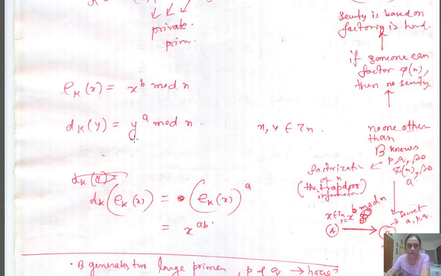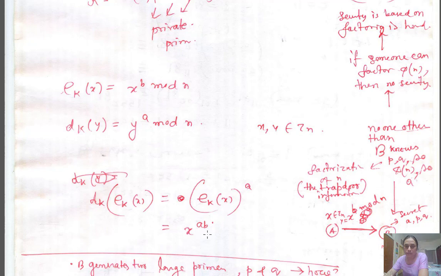Now, for correctness, we need y to the power a, the decryption, to give you back x. If y is generated by raising x to the power b, then y to the power a means x to the power b, raised to the power a, modulo n. We are working modulo n.